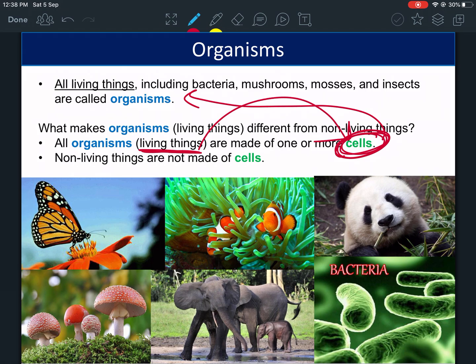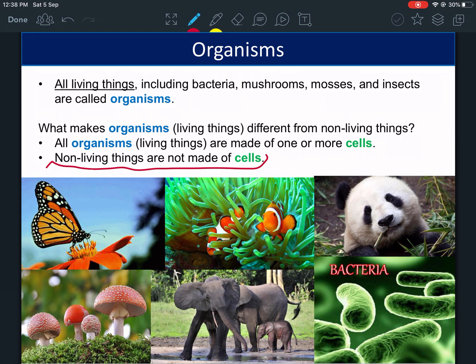Even trees, mushrooms, branches, animals, bacteria, humans, we're all made up of cells. Anything that's a living thing is made up of cells. Non-living things are not made up of cells. That's important to know. If you have a pencil, a pillow, a carpet, a desk, these are all non-living things. Okay? Wood, plastic, glass, food, non-living things. Okay? Non-living things are not made up of cells.